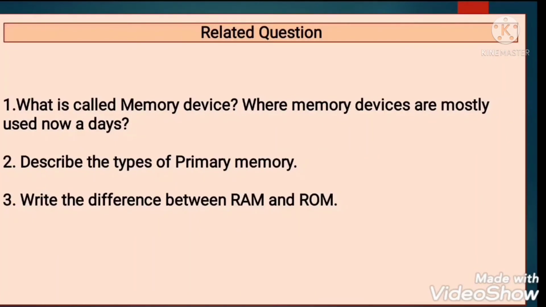Number 2. Describe the types of primary memory. So you will see here how many types of primary memory there are. Yes, there are 2 types. You will write in detail, and if you follow the video you will get the detail. Okay. Number 3 question. Write the difference between RAM and ROM. So RAM, that is random access memory, and ROM, that is read-only memory. And I already gave you the difference in the slide.